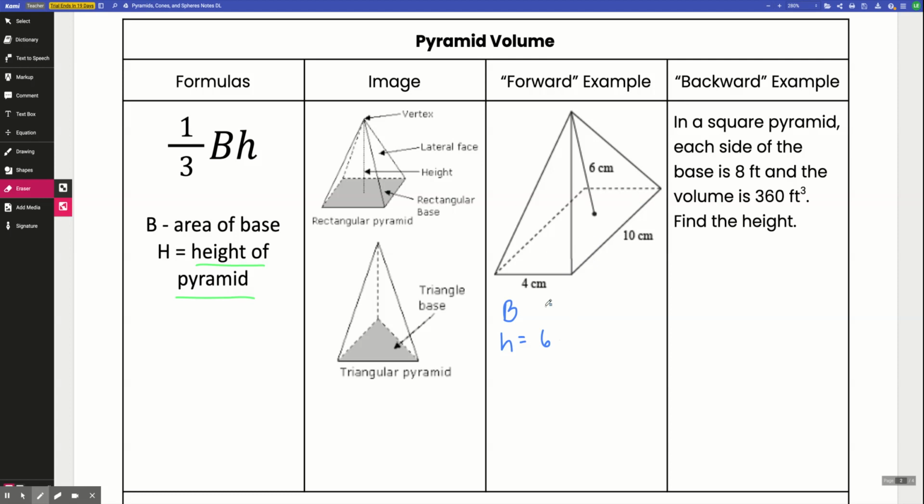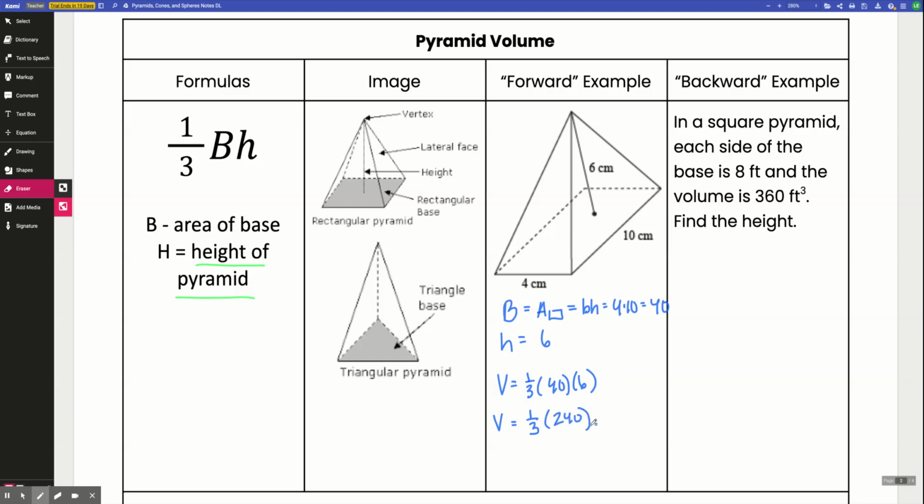Okay, and this is a rectangle, so I know the area of the base shape is the area of a rectangle, which is BH, right? So that would be 4 times 10 in this case, which is 40. Okay, so my volume then is 1/3 times 40 times 6. So what I'm going to do is do 40 times 6 first, which is 240.